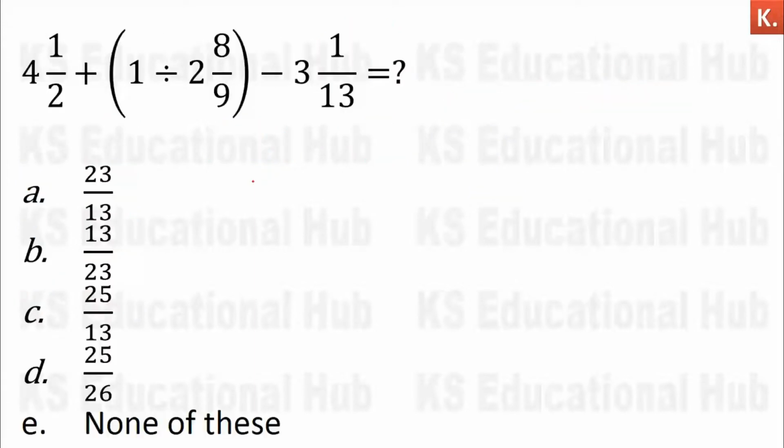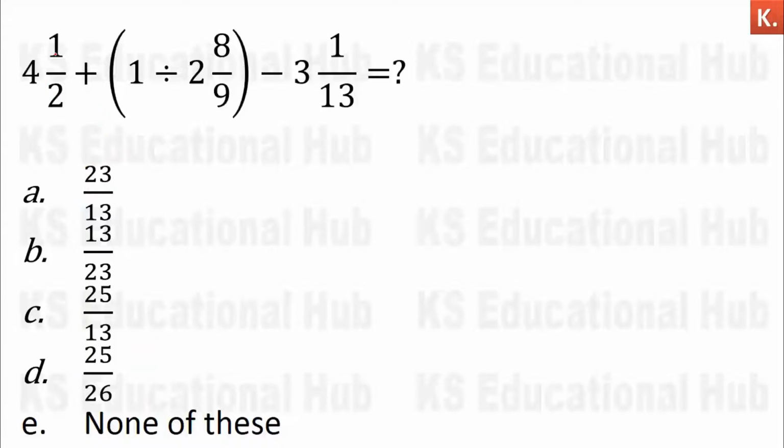4 1 by 2 plus 1 divided by 2 8 by 9 minus 3 1 by 13 is equal to question mark. So almost all the options are in fraction, so there is no point in converting and solving it. We have to convert it into fractions completely and then solve.